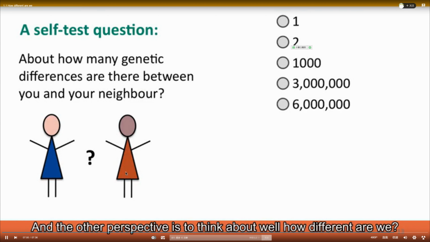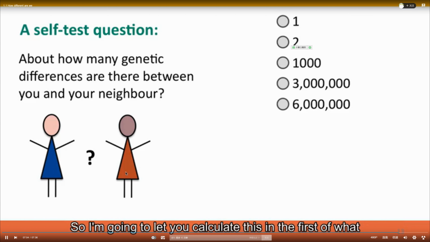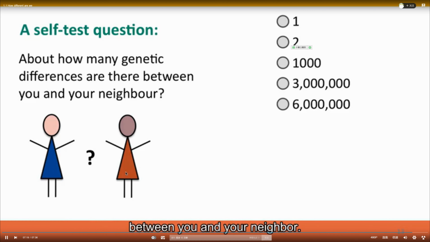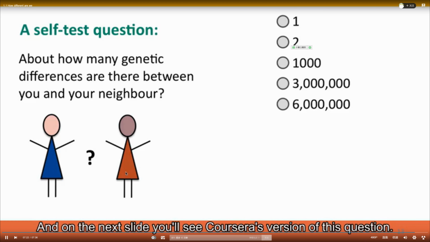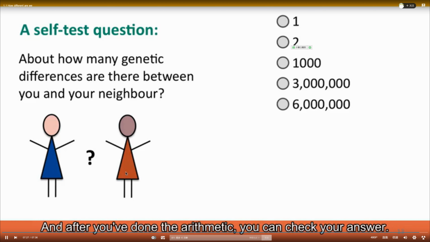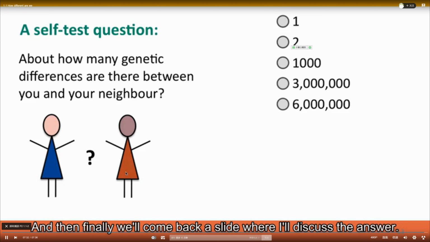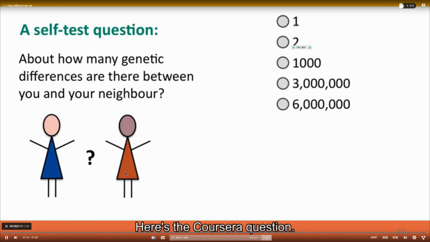And the other perspective is to think about, well, how different are we? So I'm going to let you calculate this in the first of what are many self-test questions. And the format will always be, there's a slide here where I'm introducing the question to you, asking you to calculate how many genetic differences are there between you and your neighbor. And on the next slide, you'll see Coursera's version of this question. And after you've done the arithmetic, you can check your answer. And then finally, we'll come back to a slide where I'll discuss the answer. Here's the Coursera question.